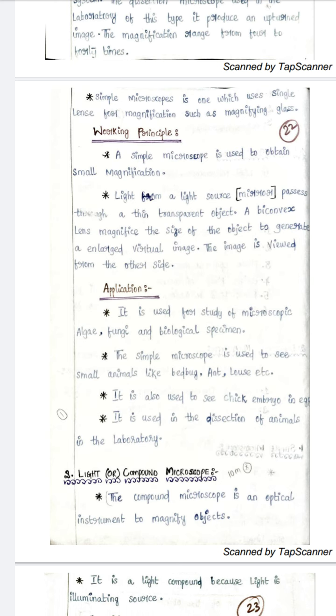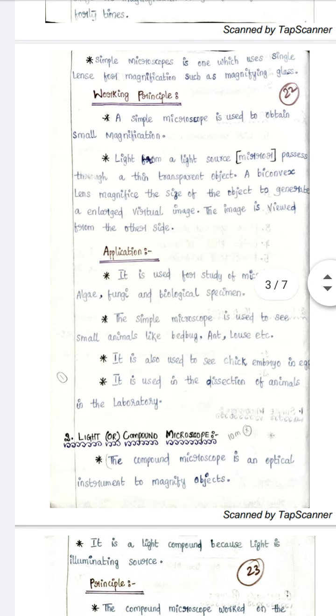Light from a light source, that is a mirror, passes through a thin transparent object. A biconvex lens magnifies the size of the object to generate an enlarged virtual image. Then the image is viewed from the other side.